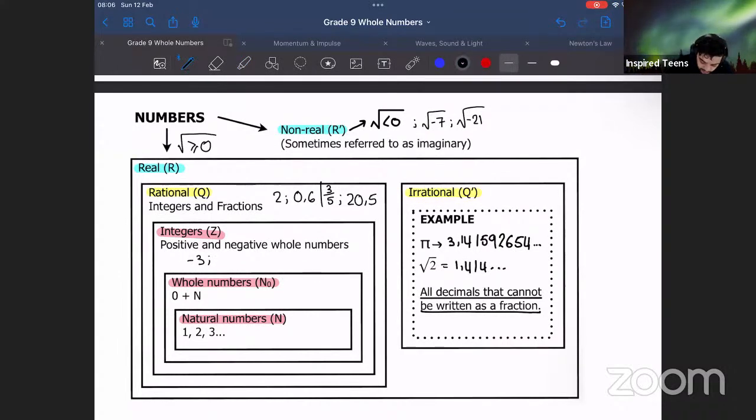So -3, -2, -1, 0, 1, 2, 3, and going both sides. Okay, so that's what we would refer to as integers. Okay, cool. So that's the basic revision of the basics of numbers.